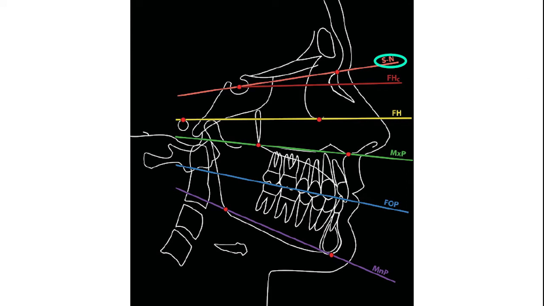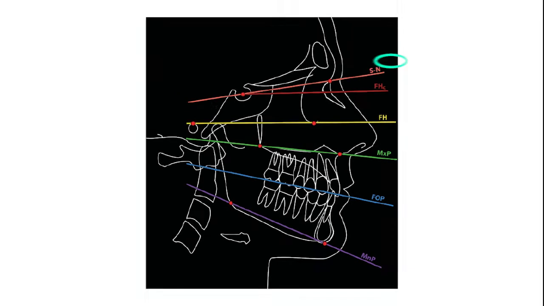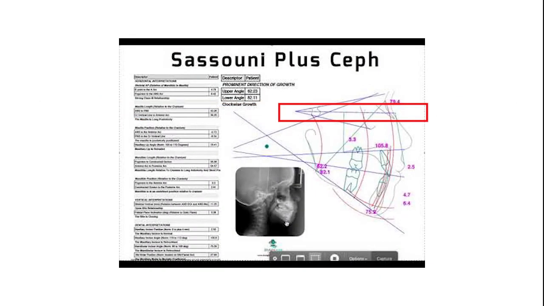Sella nasion, SN or the SN plane. This is a very famous plane, defined by a line joining sella and nasion, approximately indicating the anterior cranial base.